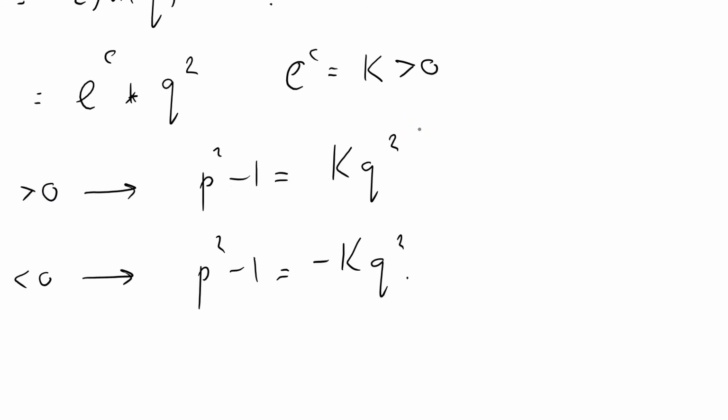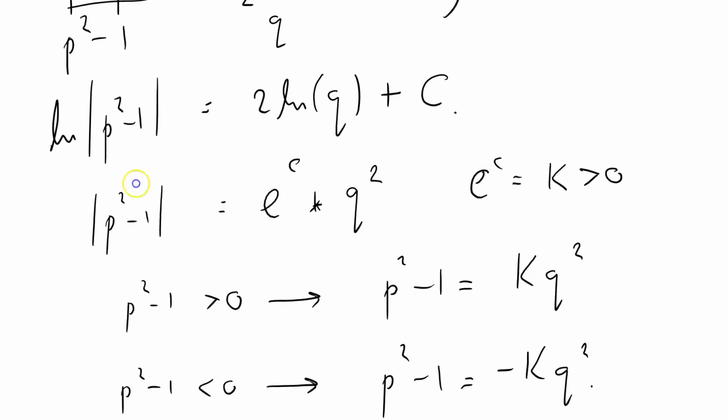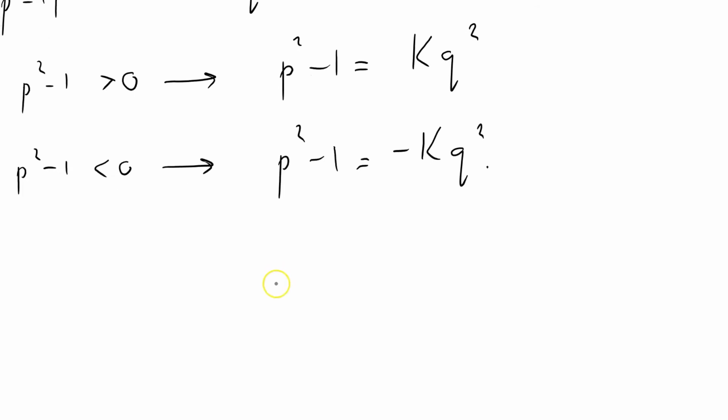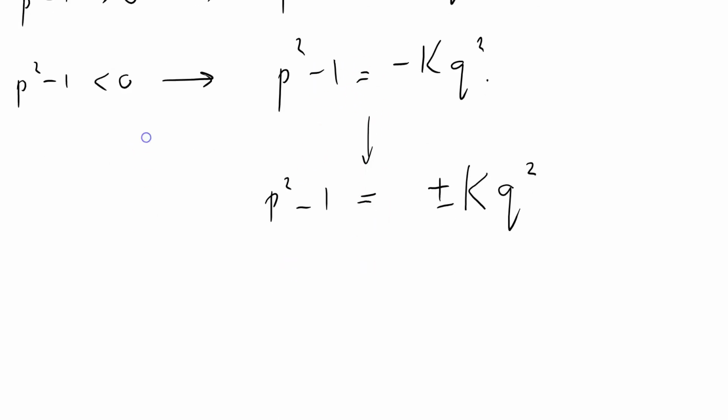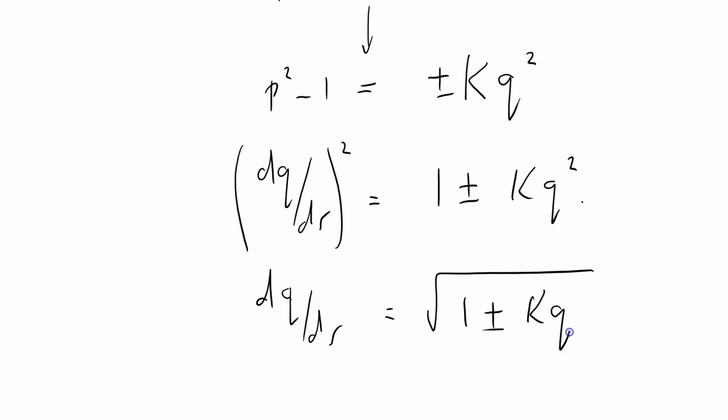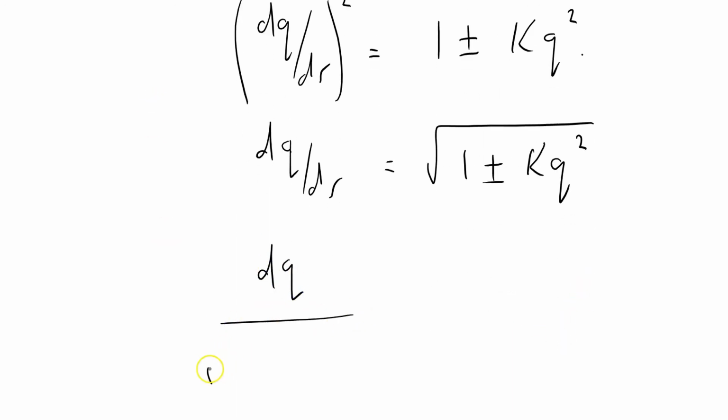So we can write these things down in a slightly different way. Remember, originally I defined p equals dq by dr. Well, I'm going to back substitute into that now. So that says here that p squared minus 1 equals plus or minus k q squared, which is both of these equations together. So that says that dq by dr squared equals 1 plus or minus k q squared, and so that tells me that dq by dr equals the square root of 1 plus or minus k q squared. So dq over root 1 plus or minus k q squared equals dr. And we can integrate both sides as we wish.